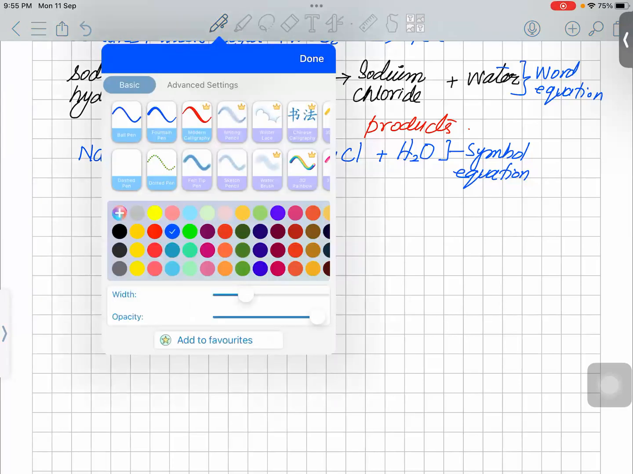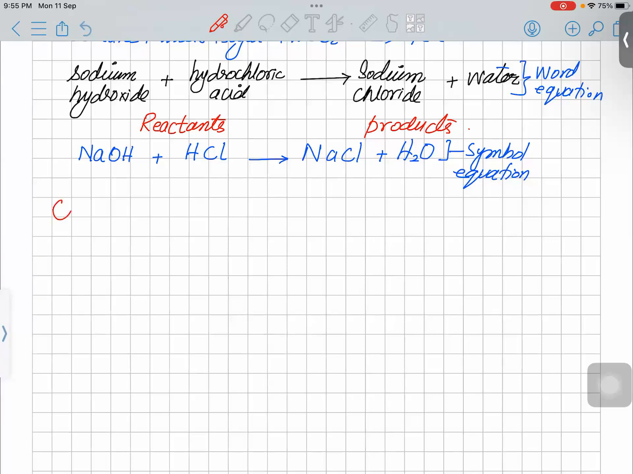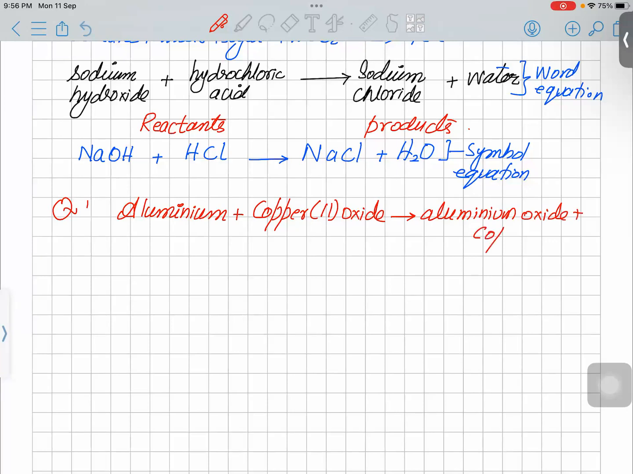चलिए अब आपसे कुछ क्वेश्चन पूछेंगे, अब आप मुझे बताएंगे, राइट? क्वेश्चन नंबर 1. Aluminium plus copper oxide gives aluminium oxide plus copper. Yes, anyone tell me the symbol equation?